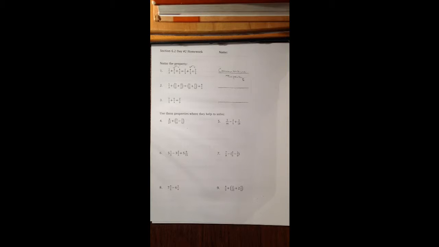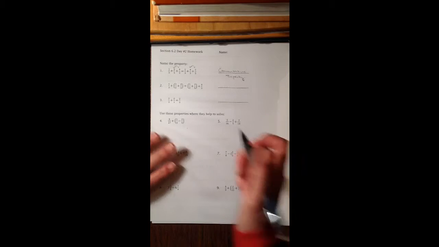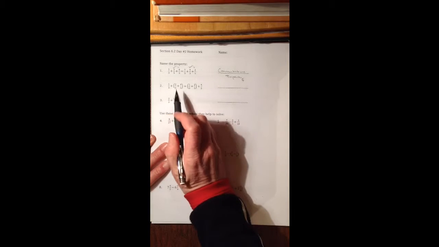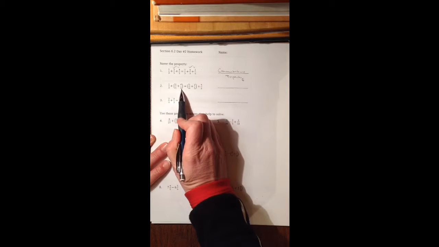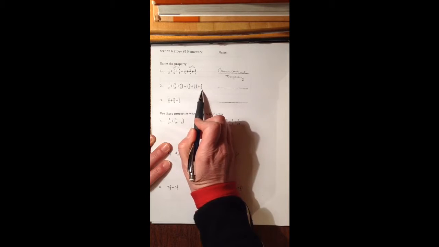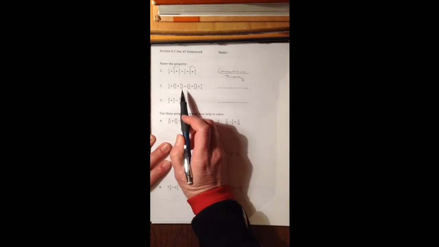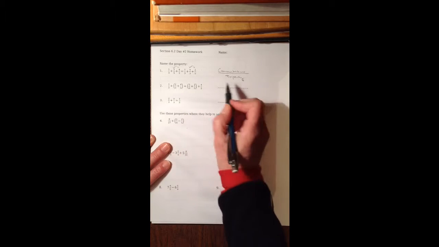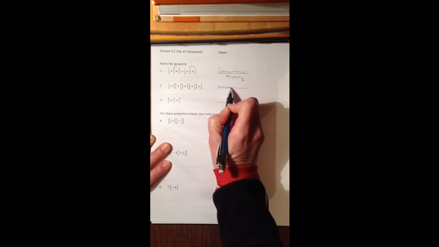Number 2, what was inside of the parentheses switched. The order stayed the same, 1/3, 2/5, 4/3, 1/3, 2/5, 4/3. But the parentheses moved from around the last two to the first two. So that is called associative.